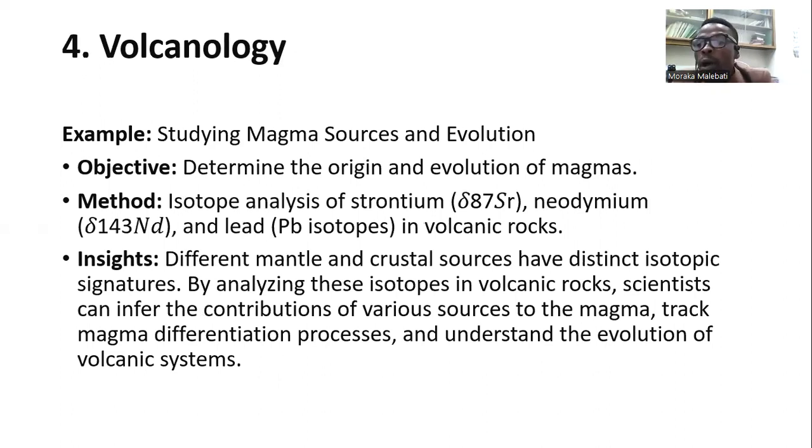In volcanology, we are studying the magma sources and evolution, and we can use strontium, neodymium, and lead. Different mantle and crustal sources have different isotopic signatures. So by analyzing these isotopes in volcanic rocks, scientists can infer the contribution of various sources to the magma, track magma differentiation processes, and of course understand the evolution of volcanic systems.